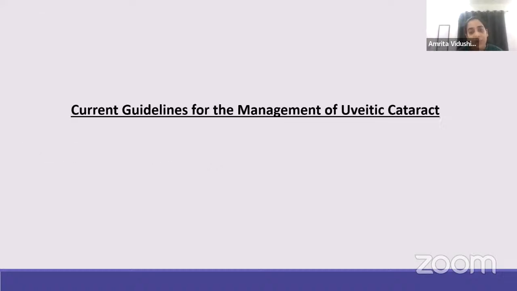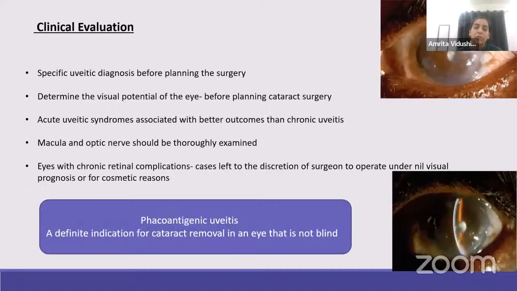Yeah, so coming to the current guidelines for the management of uveitic cataracts. It is very important that whenever we see a uveitic cataract, we clinically evaluate it. Now, it should be a lot more meticulous than the regular cataracts that we are operating. So in the clinical evaluation, we should have very realistic expectations about what specific diagnosis of uveitis we are dealing with. Just as we discussed, every type of uveitis might have a little difference in the management preoperatively, intraoperatively, and postoperatively. That is why it is important for us to classify what type of uveitis we are actually dealing with. Also, it is very important to determine what is the visual potential of the eye before planning the cataract surgery.